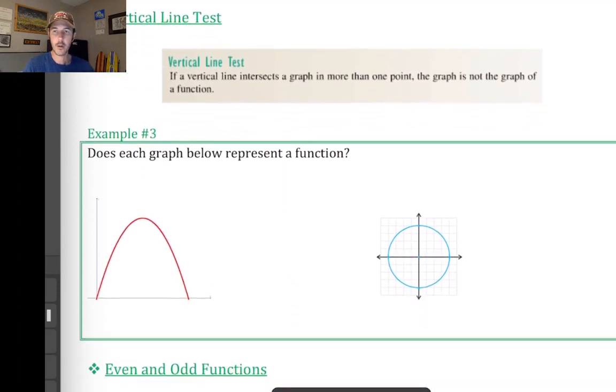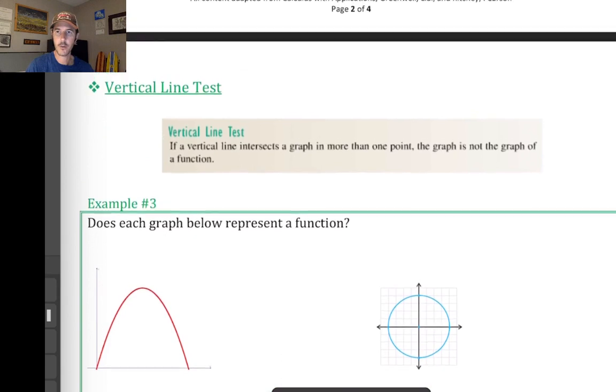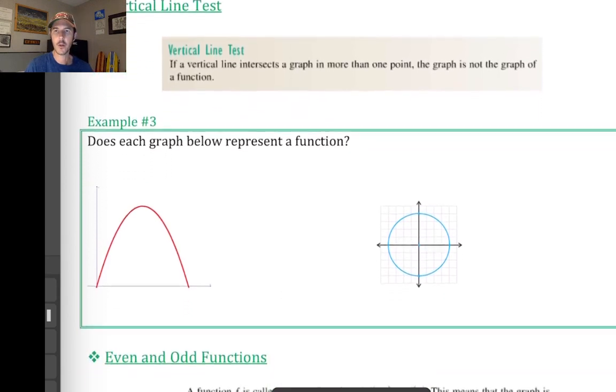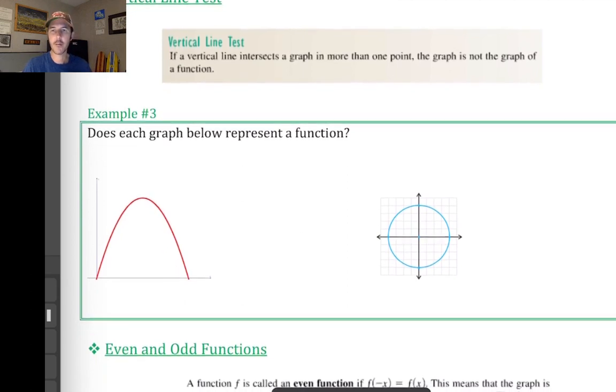This is a topic that you're undoubtedly familiar with. It's called the vertical line test. The vertical line test helps us determine if a graph is the graph of a function. And if we can pass, well, let's read this definition. If a vertical line intersects a graph in more than one point, the graph is not the graph of a function. I can draw vertical lines through this curve all day long, and each one of those vertical lines is only going to hit my curve at one point. So that is the graph of a function.